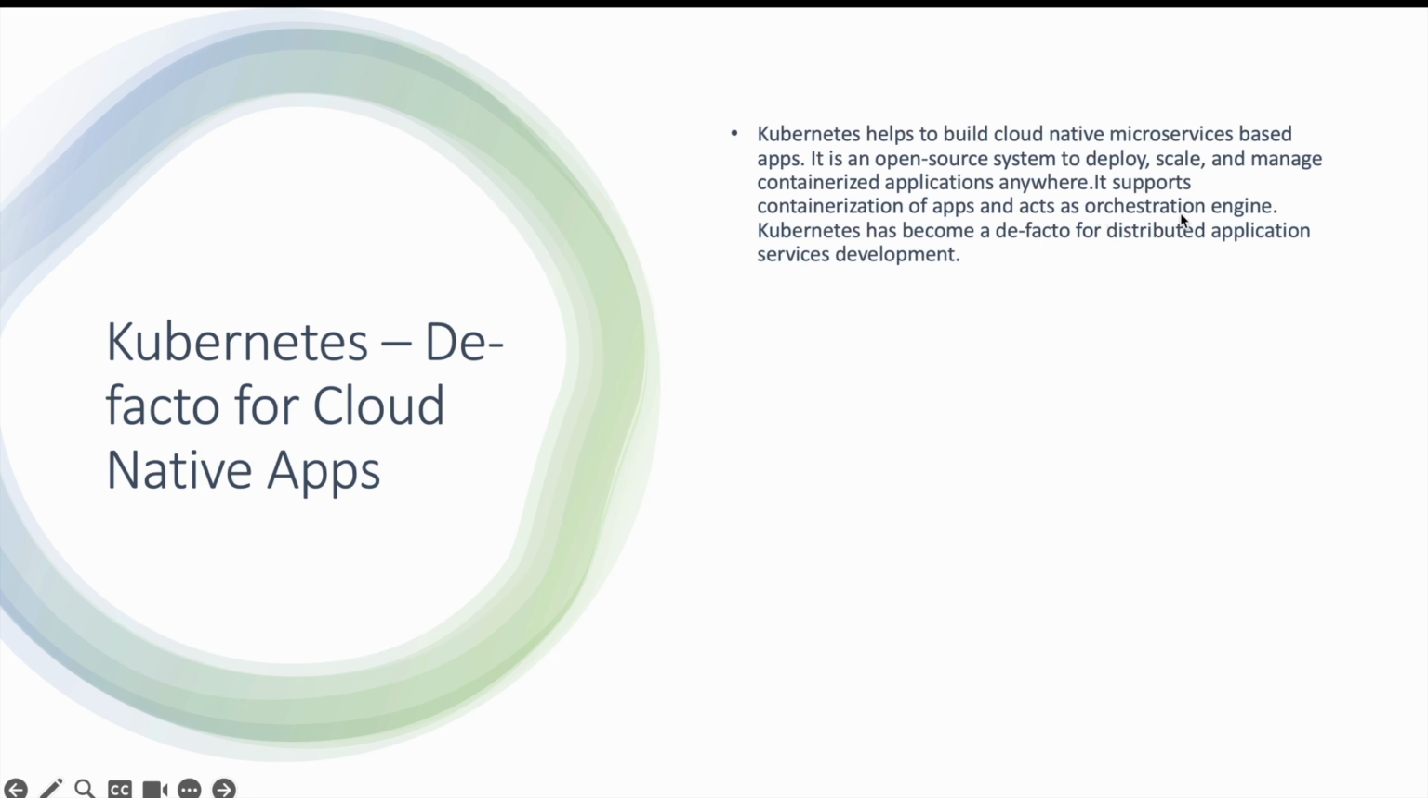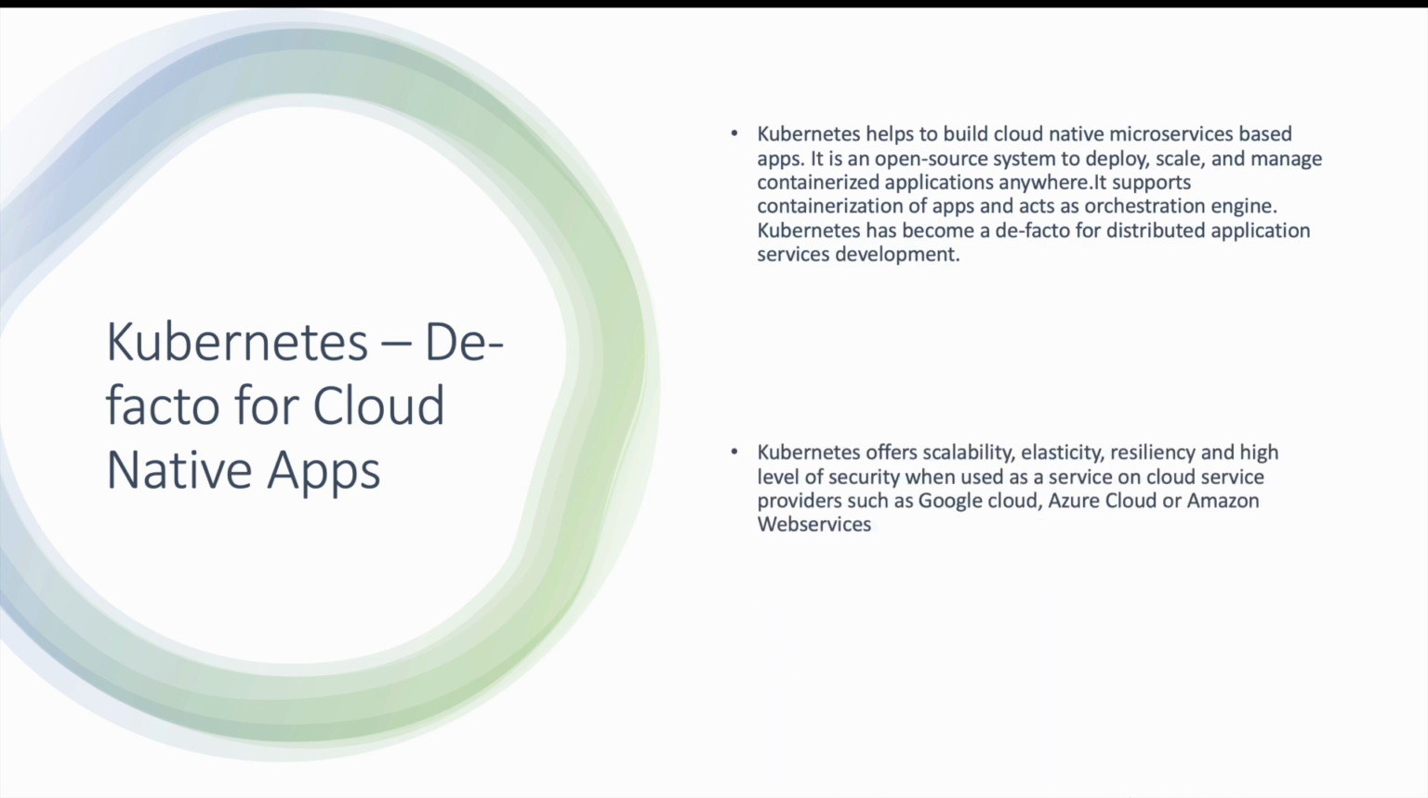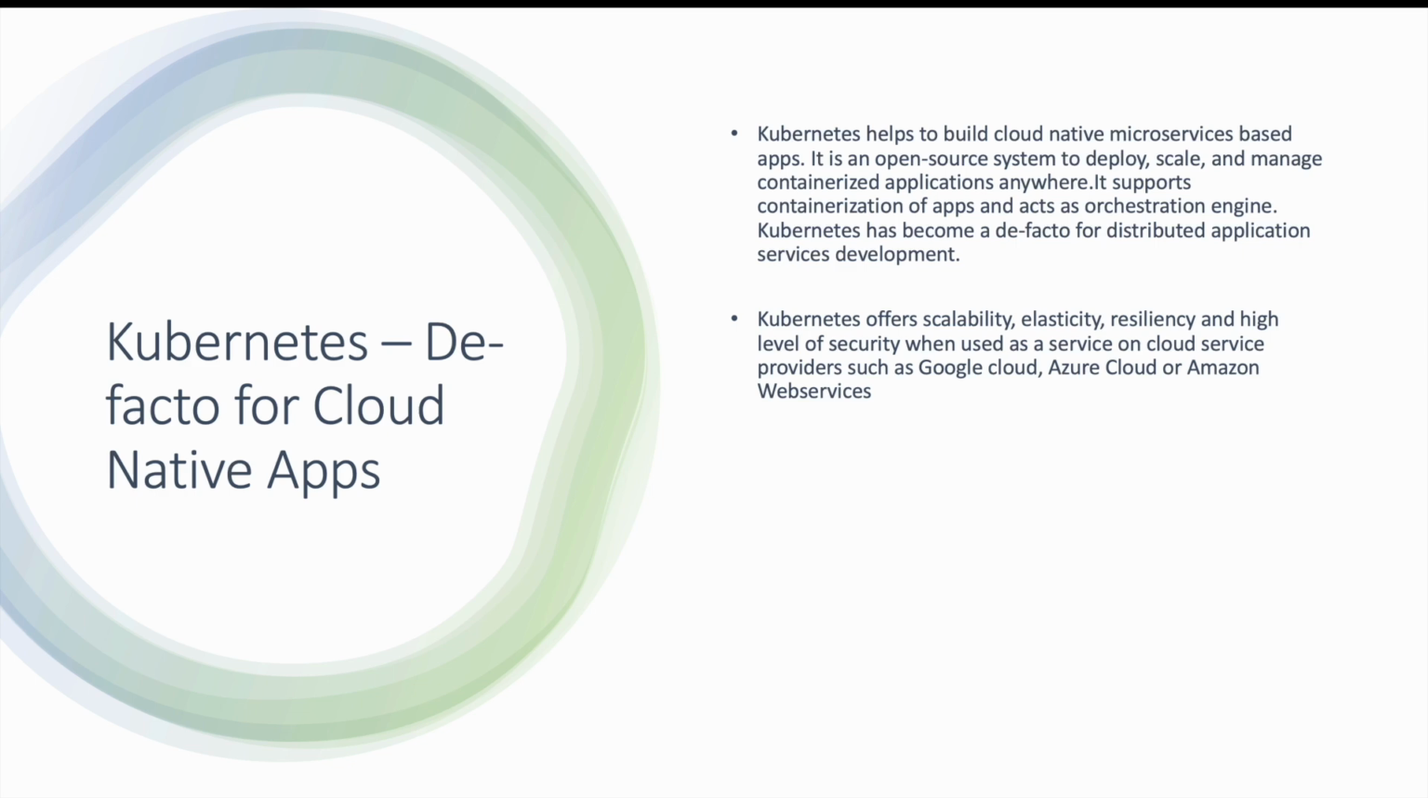What is an orchestration engine? So Kubernetes acts as an orchestration engine. Kubernetes has become the de facto for distributed application service deployment, again, which are based on microservices. Kubernetes offers scalability, elasticity, resiliency, and a high level of security when used as a service on cloud service providers such as Google Cloud, Azure Cloud, or Amazon Web Services.